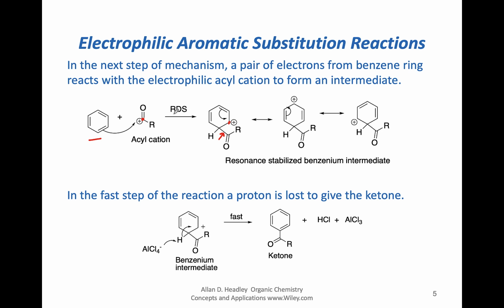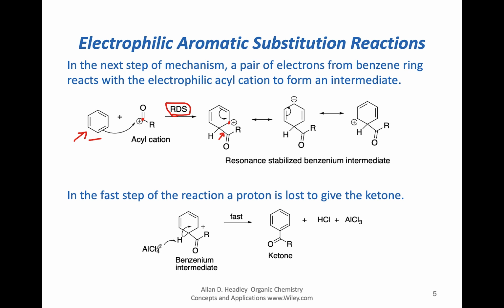And this step is called the RDS. Why? Because we are destroying the aromaticity of benzene, which is very stable, to form an intermediate. As you can imagine, that is a slow step, a very reluctant step, the rate determining step.